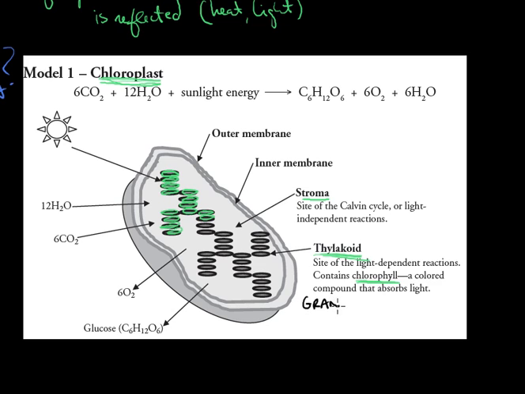But I want to add one other note here, which is another word called granum, and plural is grana. It's Latin, and this is the stack of thylakoids. So I sometimes think of a thylakoid as one pancake, the granum or the grana is the stack of pancakes, and the stroma is the syrup that's on the outside of the pancakes.